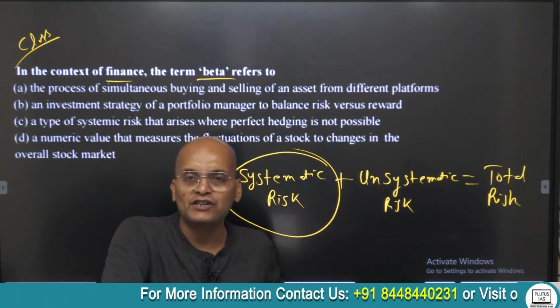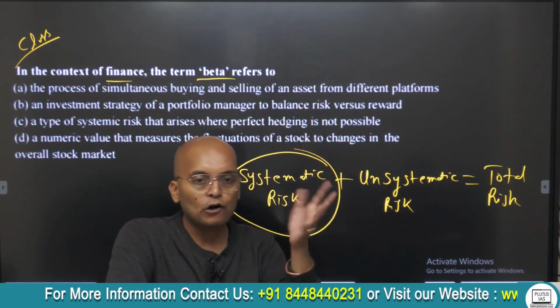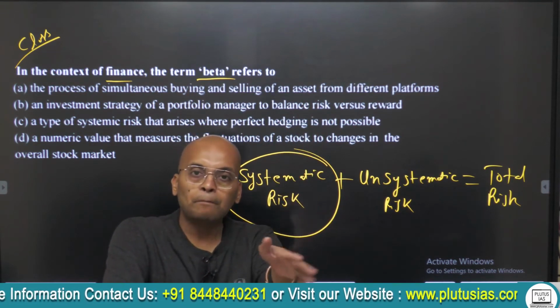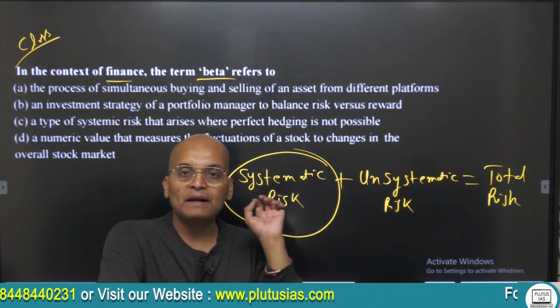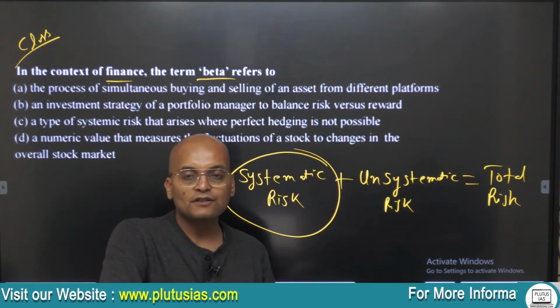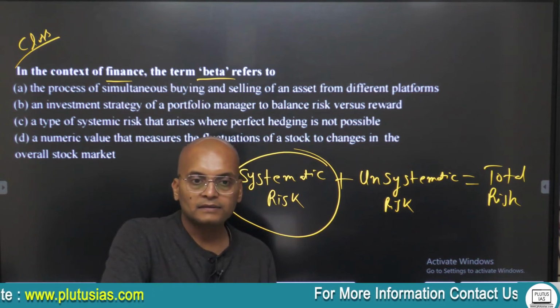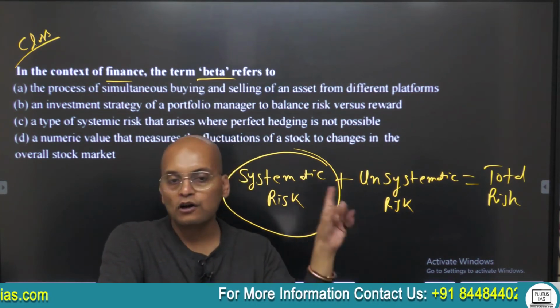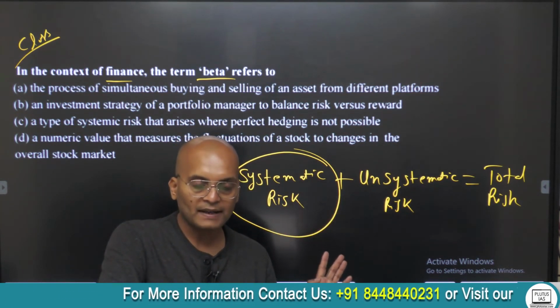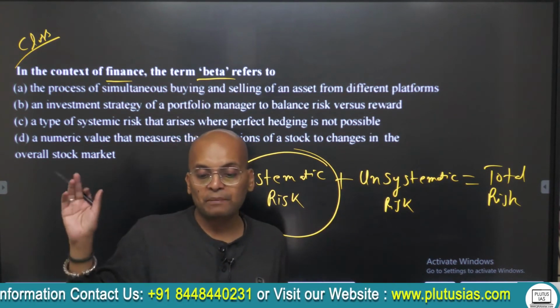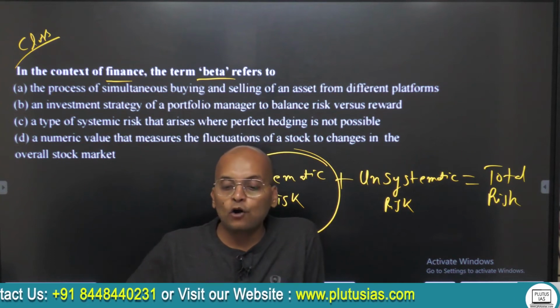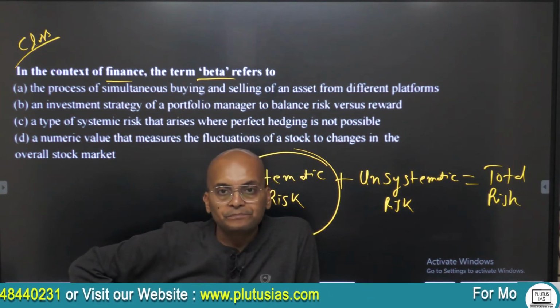For example, inflation, prices are rising. Cannot be eliminated, applies to everyone. Suppose war is there and prices of things are going up. Prices of petrol are hiking. So it applies to everyone, cannot be eliminated. Getting my point? So systematic risks are those risks which apply to everyone and they cannot be eliminated.